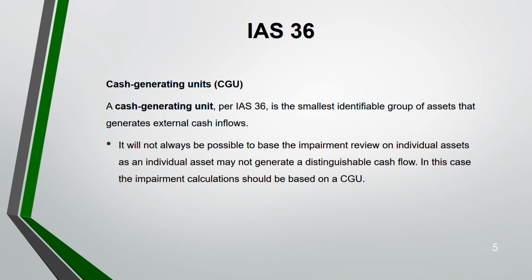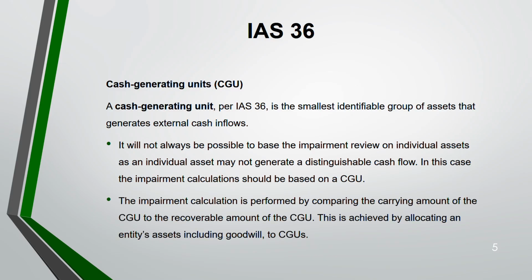It is not always possible to base the impairment review on individual assets, as an individual asset cannot generate distinguishable cash flow. In this case, the impairment calculations will be based on your CGU, where you will group all your assets together and then find out the carrying amount and the recoverable amount, compare them and find the impairment. So the impairment calculation is performed by comparing carrying amount of the CGU to the recoverable amount of the CGU. This is achieved by allocating the entity's assets including goodwill to CGU.